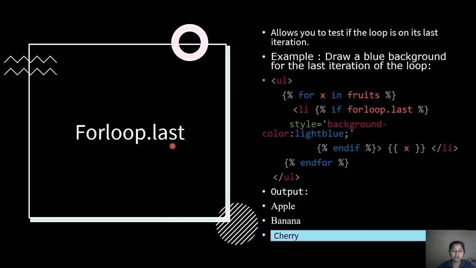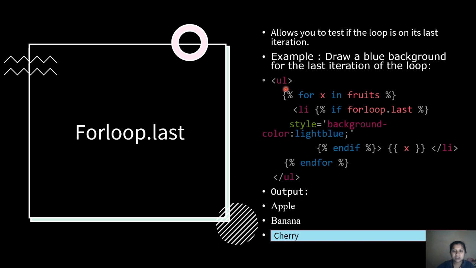Next is forloop.last. As we have seen, forloop.first allows us to test whether the loop is on the first iteration or not. Here in this we will test whether the loop is on its last iteration or not. For example, draw a blue background for the last iteration of the loop. It means if the loop is on the last iteration, then the blue background is drawn.